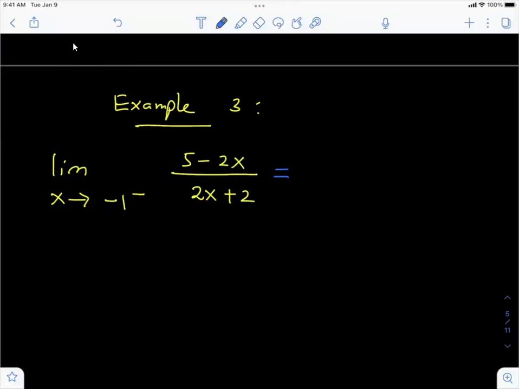Now, let's try to see this. When x goes to -1 from the negative side, what matters in the numerator is where it's actually going. When you plug in that value, you get 5 minus 2 times minus 1, so it's going to be 5 plus 2 equals 7. That is a positive value sitting at the top.